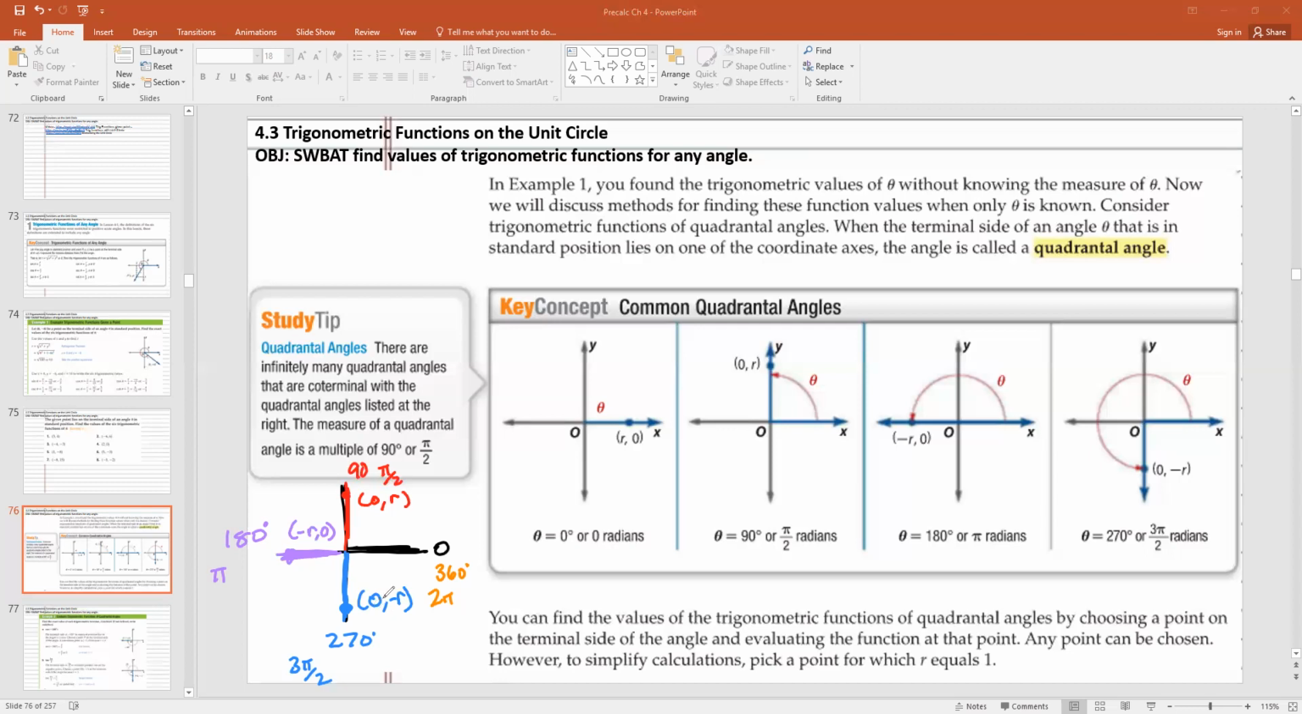Okay, so yeah, quadrantal angles. Quad 4. Rantal sounds like Randall. I don't know.